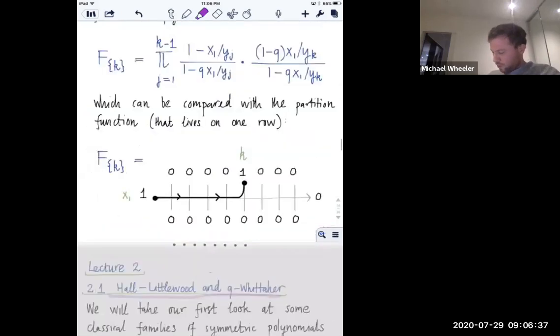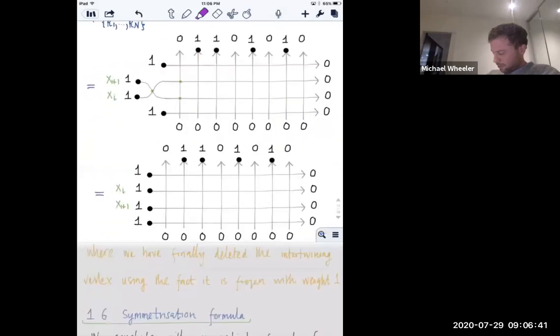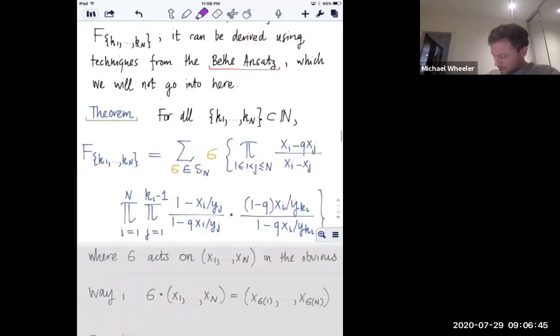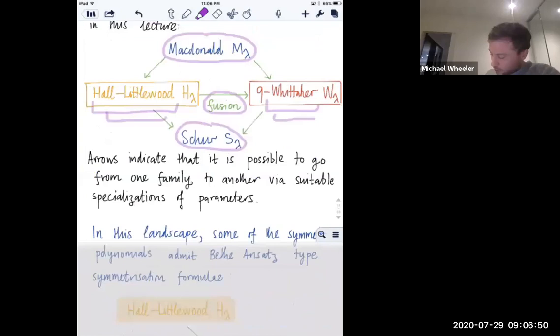notably via the Schur process in the case of the Schur polynomials, and also via the McDonald processes in the case of McDonald polynomials. So certainly, learning about these families of symmetric functions is very useful if you want to be doing probability. Okay.